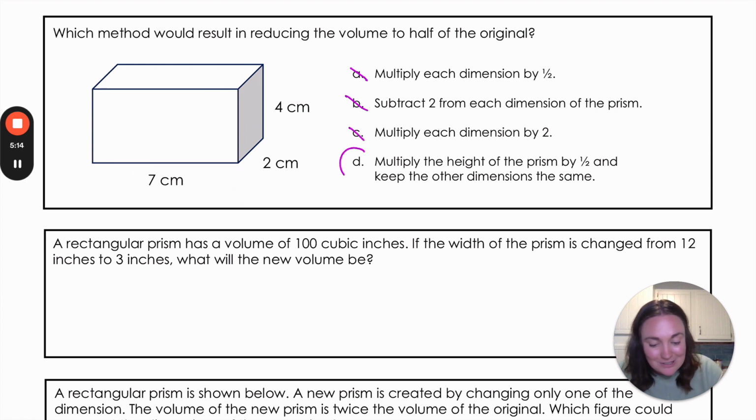So our answer is D. We want to just take one of those. So they're saying the height and multiply it by 1/2 and keep the other dimensions the same. So we are always just changing one attribute and the volume will change the same way.